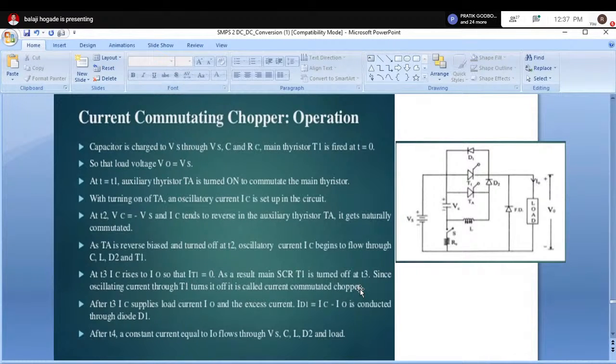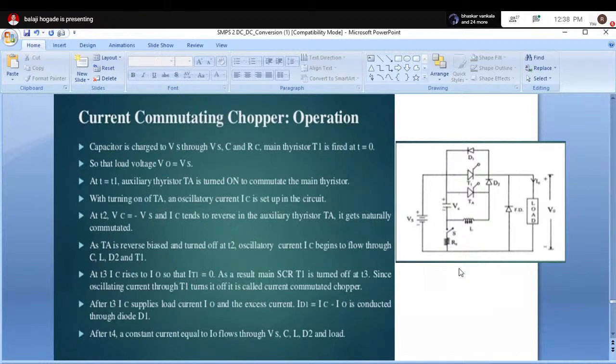Oscillating current through T1 turns it off, which is called as current commutated chopper. The oscillating current means the current which is flowing because of this L and C is responsible for turning off this main thyristor T1. So at t is equal to T3, T3 is turned off. After T3, IC supplies load current I0 and excess current.